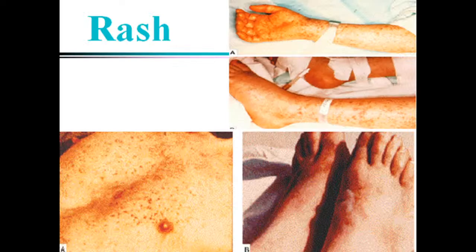In this diagram you can see rashes that occur in patients with typhus. This rash spreads over the body.